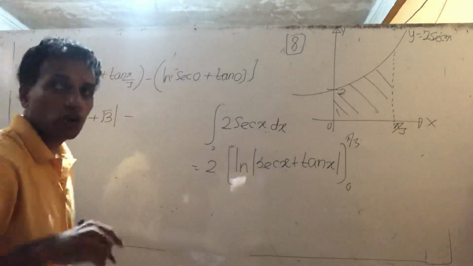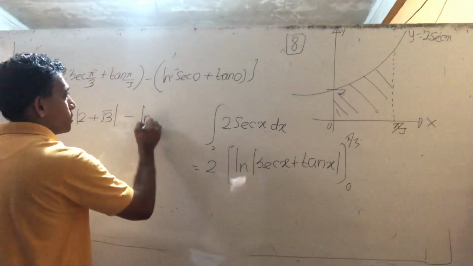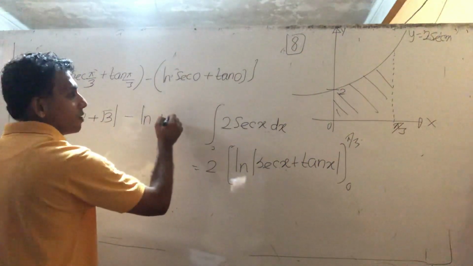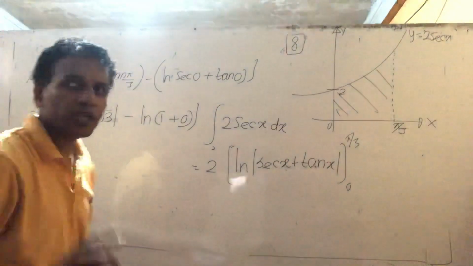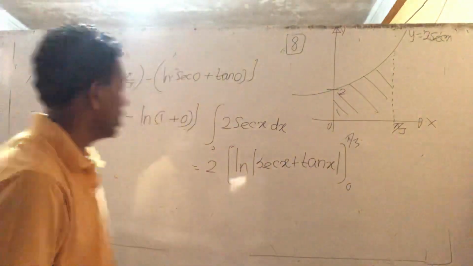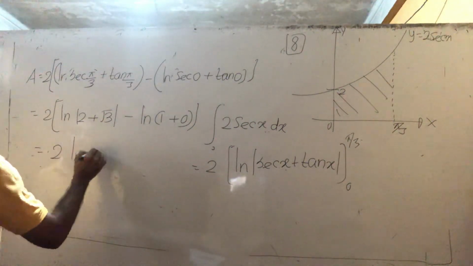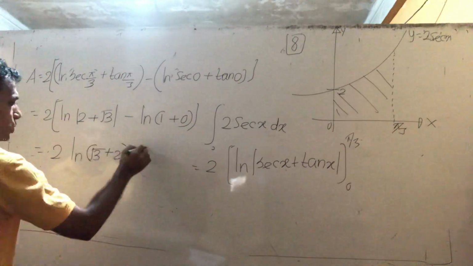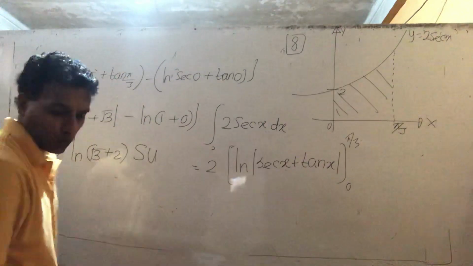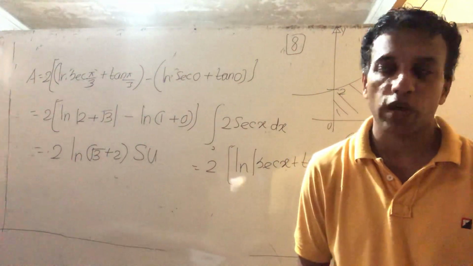Here cos 0 is 1, sec 0 is also 1, log 1 is 0, and tan 0 is 0. Log 1 is 0, right? Therefore the answer is 2 times log of (2 plus root 3) square units.